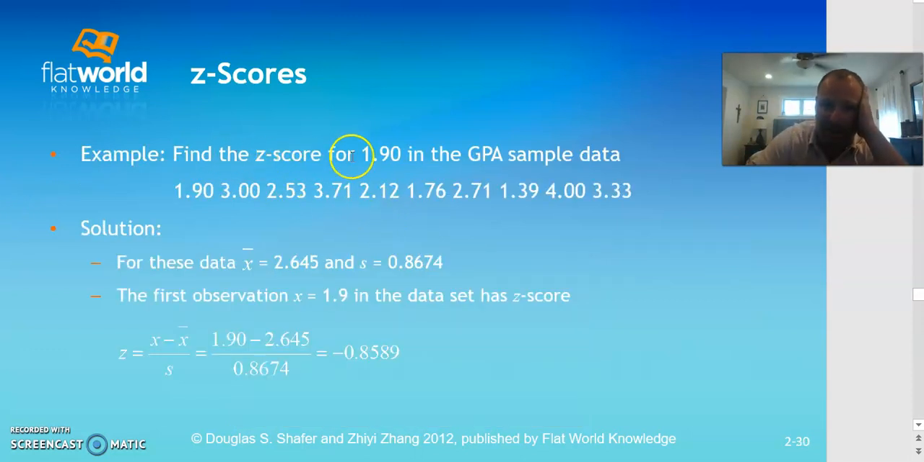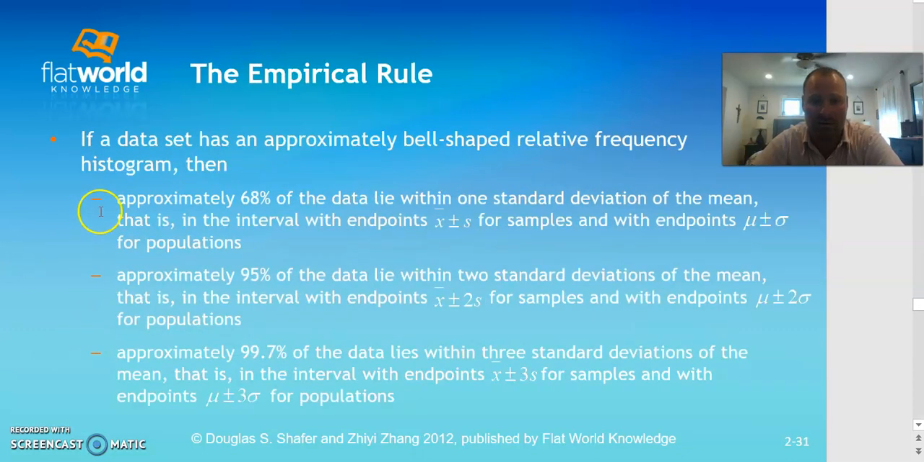So an example here, find the z-score for 1.90. So 1.90 happens to be within this set. All we need to do is first put it in order, but notice they don't really do that here. They figure out the sample mean and the sample standard deviation, and then they plug it into the formula. So this is our data value of 1.90. We subtract from that our sample mean, and then we divide it by our sample standard deviation. And what do we get? We get this value of negative 0.8589. That is our z-score, okay?